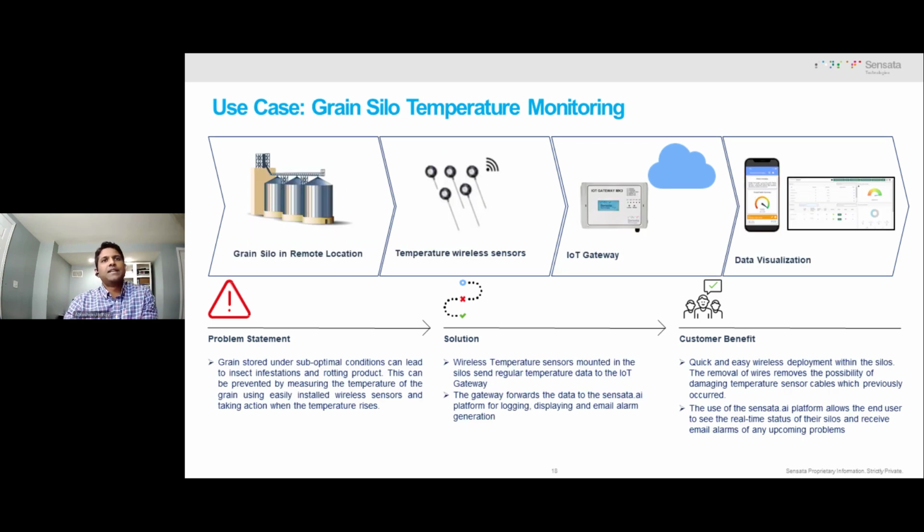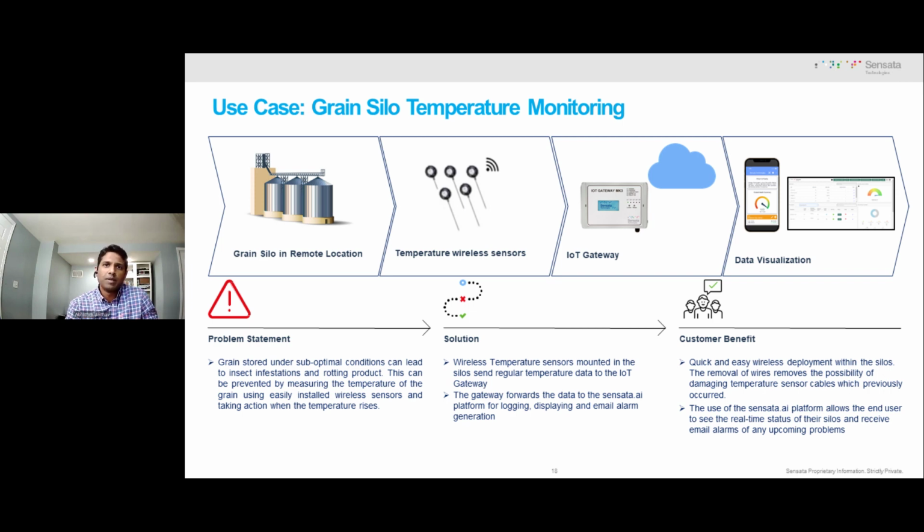So the next case study is about grain silo temperature monitoring. Grain silo temperature monitoring is critical for farmers around the world. These iconic structures that dot the landscape of farming areas enable farmers to store the grain efficiently. Silos are simple structures that do not have many high-tech components. However, they still require careful installation, operation, and maintenance.